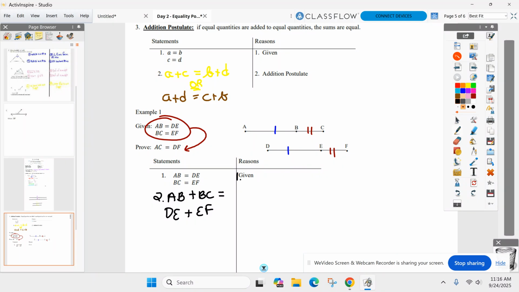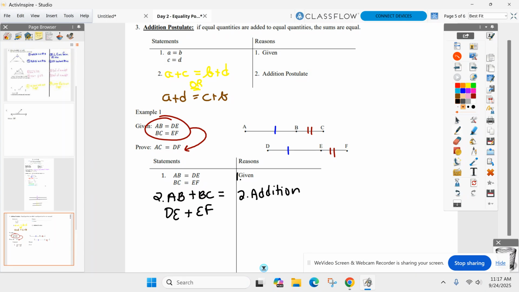That's what addition is. When you add equal quantities to equal quantities, the results are equal. And again, that is called addition. It's kind of like the glue here that's going to put all this together, addition. You do not need to say postulate. If you want, that's fine. I don't require it.